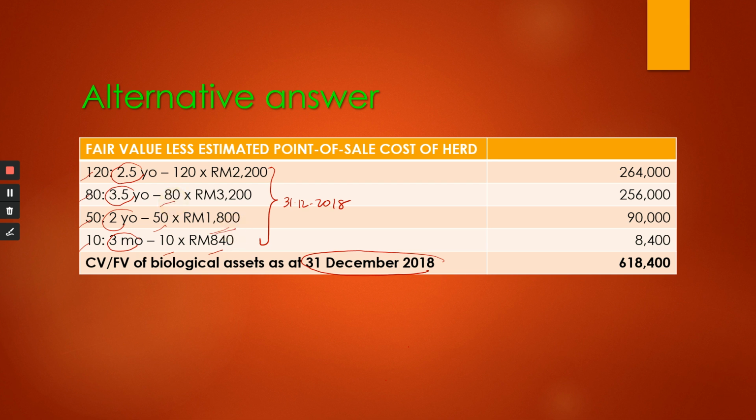Same goes here. This is for the beginning of the year, where it grows to become 2.5 and 3.5. There are no deaths here. If there is some cessation of biological assets, that's another issue. So it will total up, and you still will get 618,400, which is the same answer as what we did in the long version. But this is the simple way of doing it, the alternative answer. If you prepare the biological asset account, you also will get the same answer.